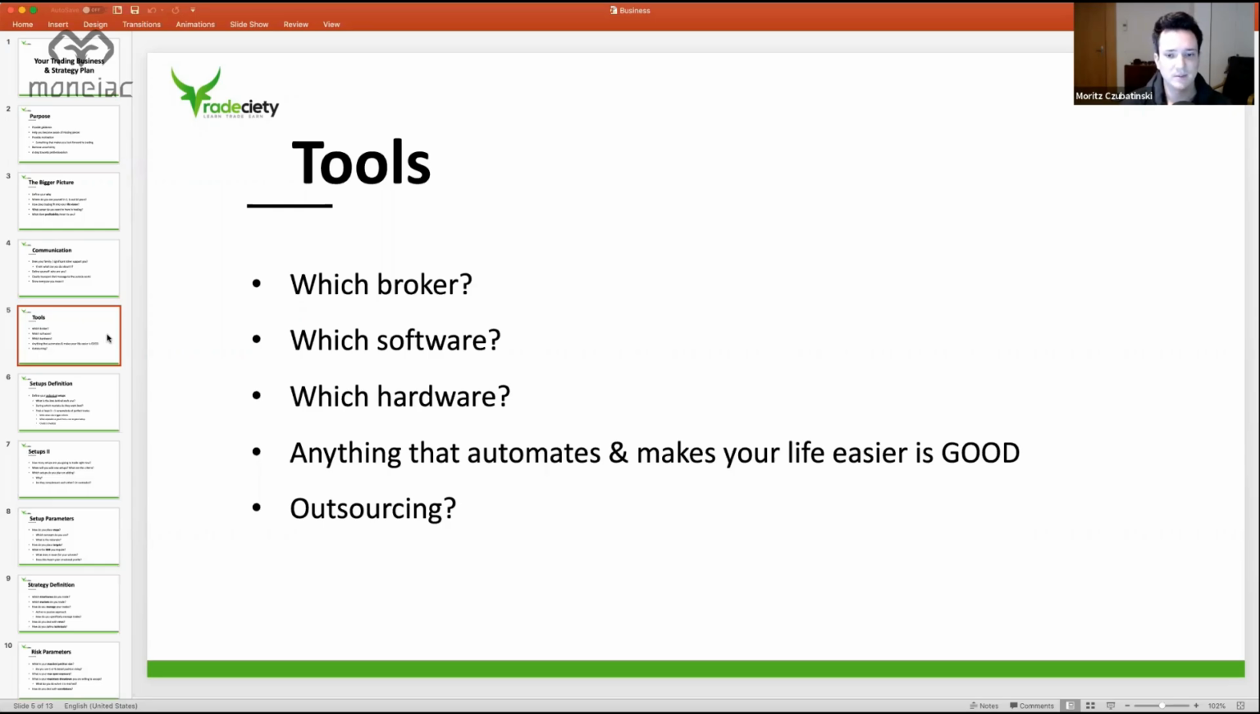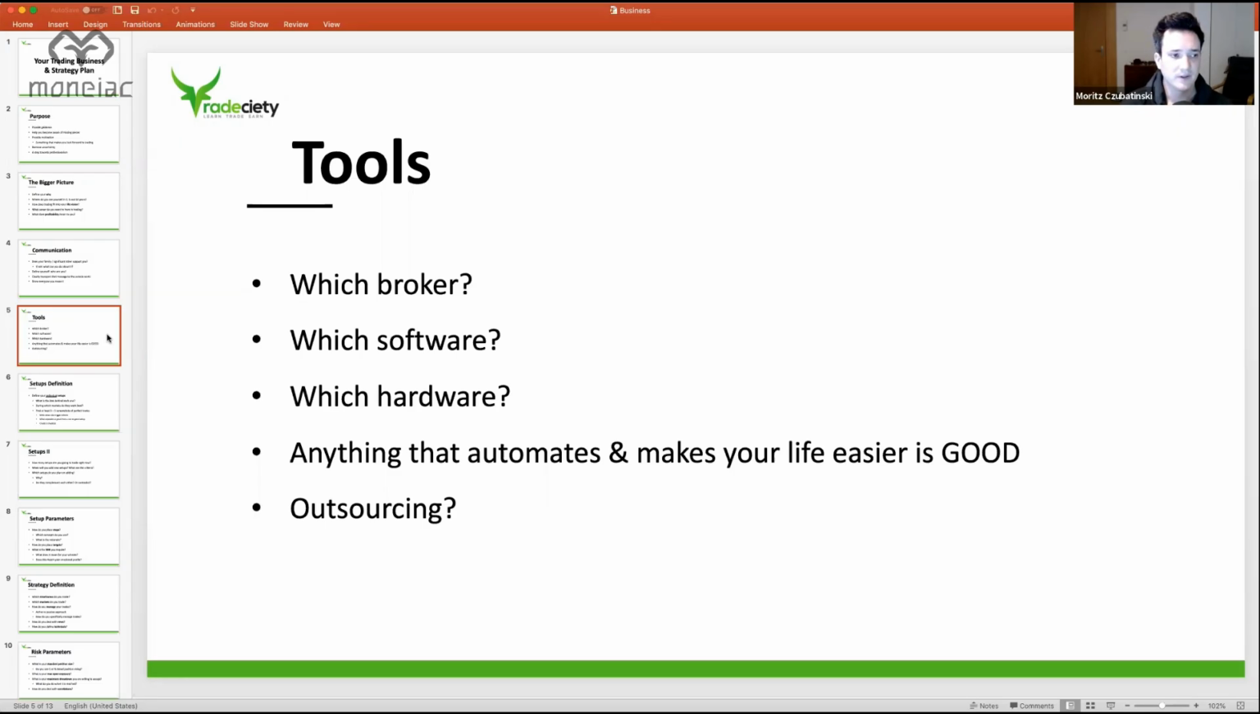Anything that automates and makes your life easier is good. So if you can write some scripts in any trading software, do that. From MetaTrader to TradingView to Interactive Brokers, they all have an API or something like that, which you can use to write scripts, maybe to scan for your trades or to send alarms to you or to automatically manage your trades, stuff like that. That makes life a lot easier and also frees up brain capacity.